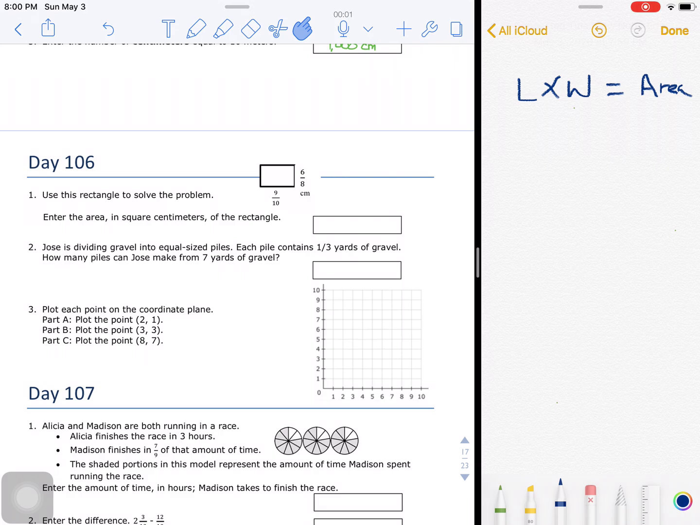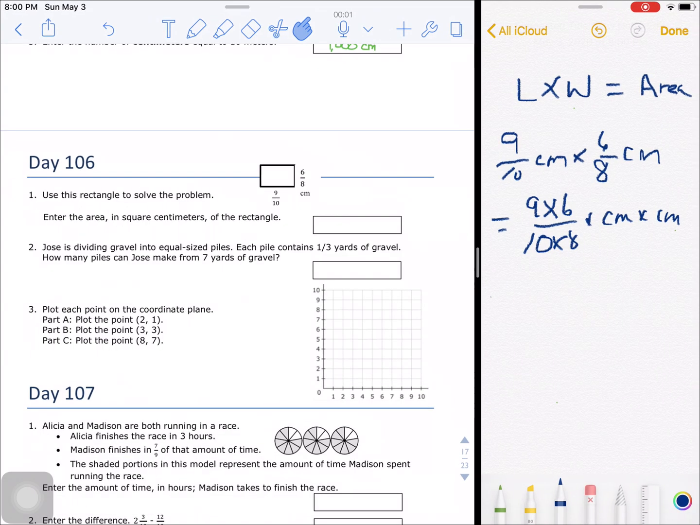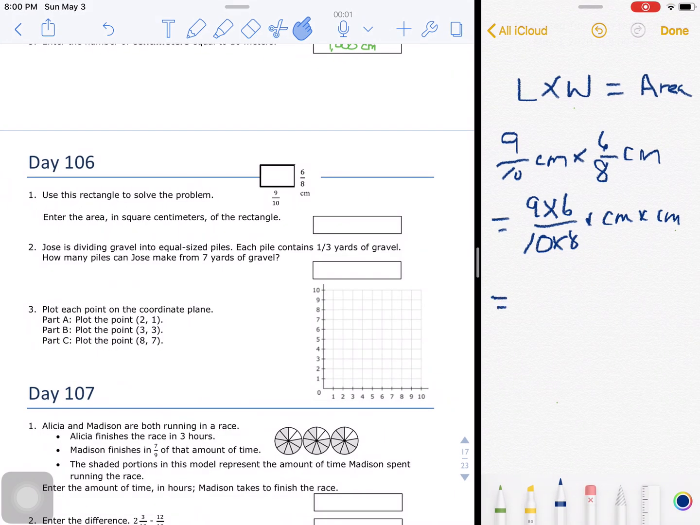So as we look at the length, it is 9/10 centimeters times 6/8 centimeters. And that would equal 9 times 6 over 10 times 8. And then we're also multiplying the centimeters times the centimeters, which we'll get to a little bit. I'll explain a little bit more later.